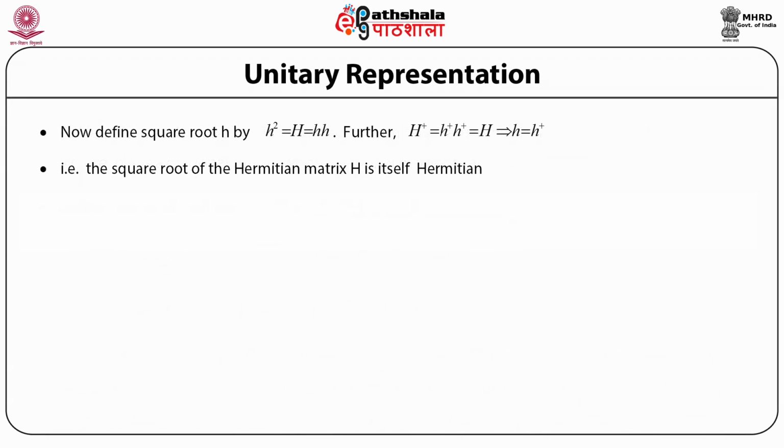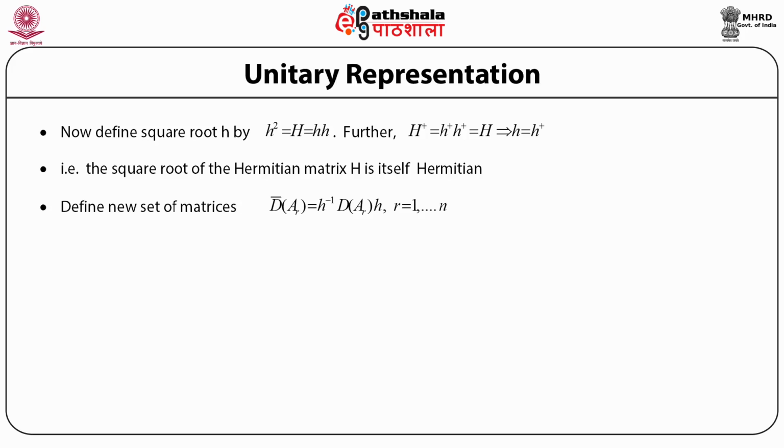We can now define a square root of H by defining that h squared is equal to the Hermitian matrix capital H, which of course is equal to h into h. h dagger is then equal to H, which implies that small h is equal to small h dagger. That is, the square root of the Hermitian matrix H is itself Hermitian. So the first result we require in order to define the square root is that the square root of the Hermitian matrix is itself Hermitian.